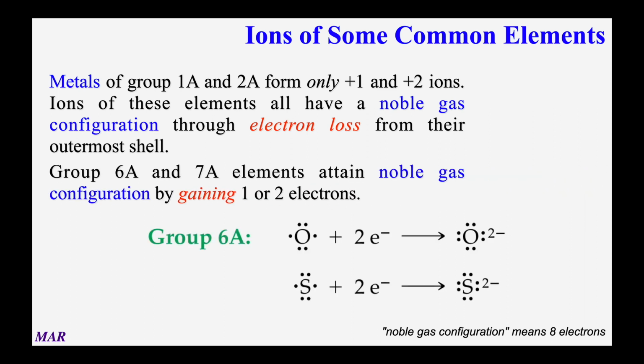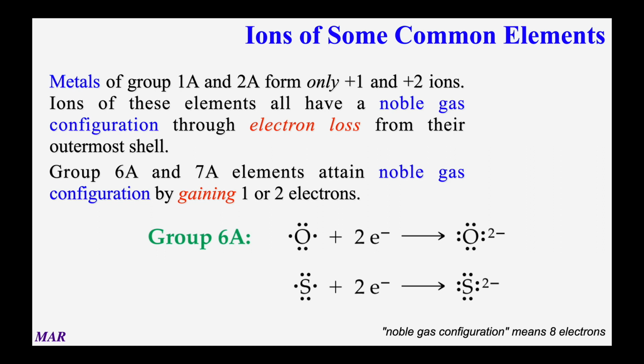Now, on the other side of the periodic table, groups 6A and 7A, which are nonmetals. Group 6A has oxygen, sulfur, etc. Group 7A has chlorine, fluorine, bromine. The 7A is the halogens. They can attain this noble gas configuration by gaining electrons. So oxygen likes to gain 2 electrons, and sulfur too. Chlorine likes to gain 1 electron.